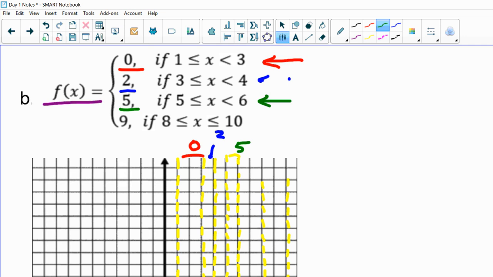Who lives between 6 and 8, which is this piece right here? Nobody lives between 6 and 8. There is not a piece that says between 6 and 8. Nobody lives there. Nobody.